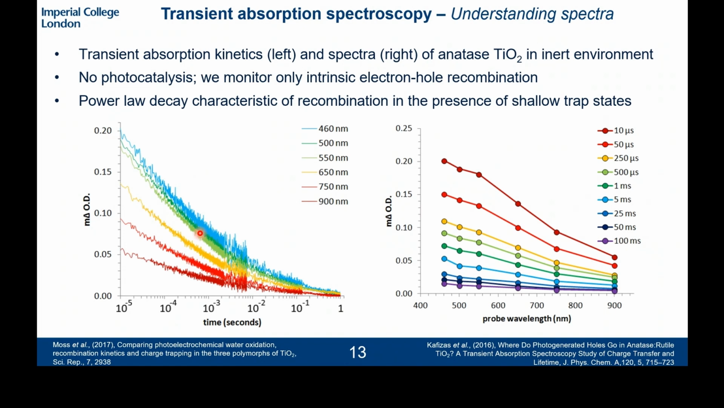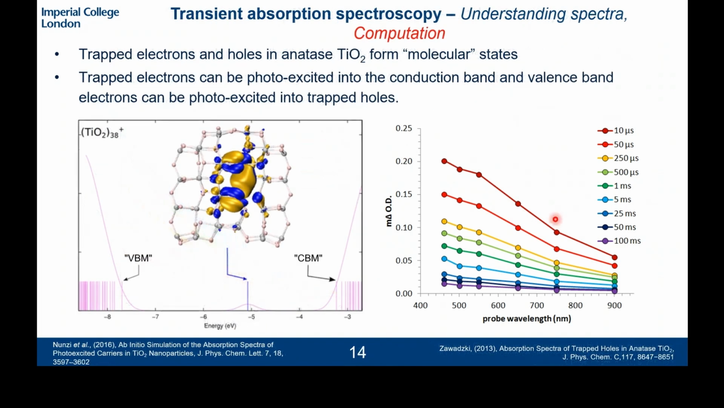So how do we understand this? Why do we have really strong absorption here in the blue and much weaker absorption in the red, for example? Why is the spectrum shaped like this? Well, we can use computation to try and understand that. So, for example, you can use a titanium dioxide cluster, and you can generate titanium 3+ states where you can essentially localize an electron, or oxygen 1- states, and look at these molecular states and their absorption behavior.